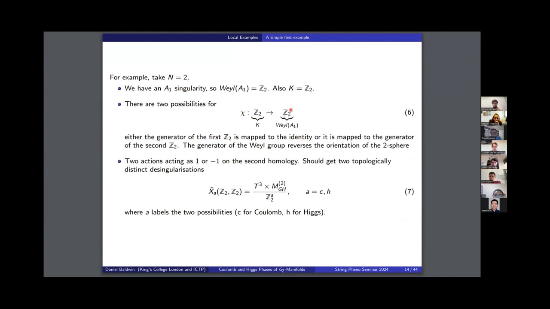And in fact, the generator of the Wahl group here reverses the orientation of the 2-sphere at the center of a Gibbons-Hawking space. So this means we get 2 different Z2 actions. One of them acts trivially on the second homology, because the second homology is generated by this 2-sphere. And the other one acts as -1 on the second homology. And so we get 2 topologically distinct desingularisations, depending on which Z2 action we choose. So I'll label these by C and H for Coulomb and Higgs, which will be explained later.